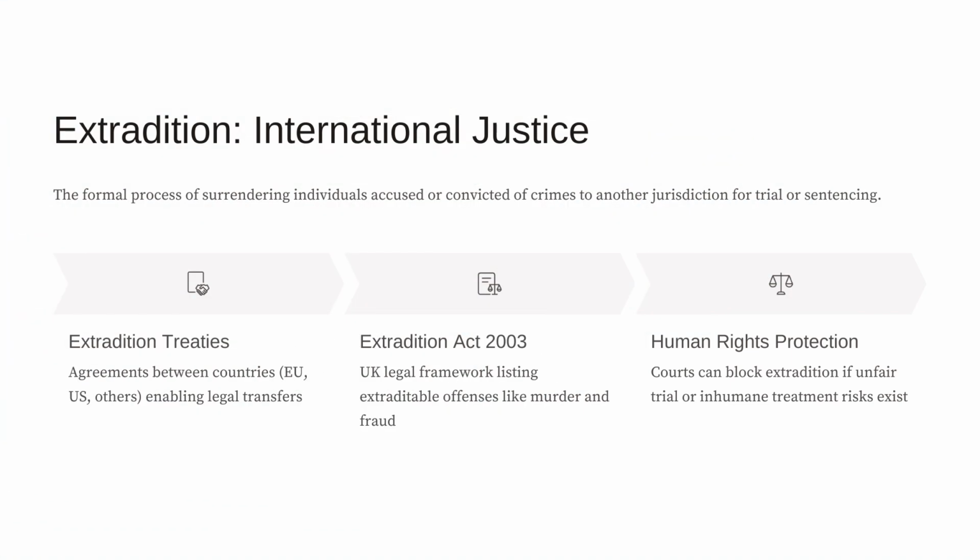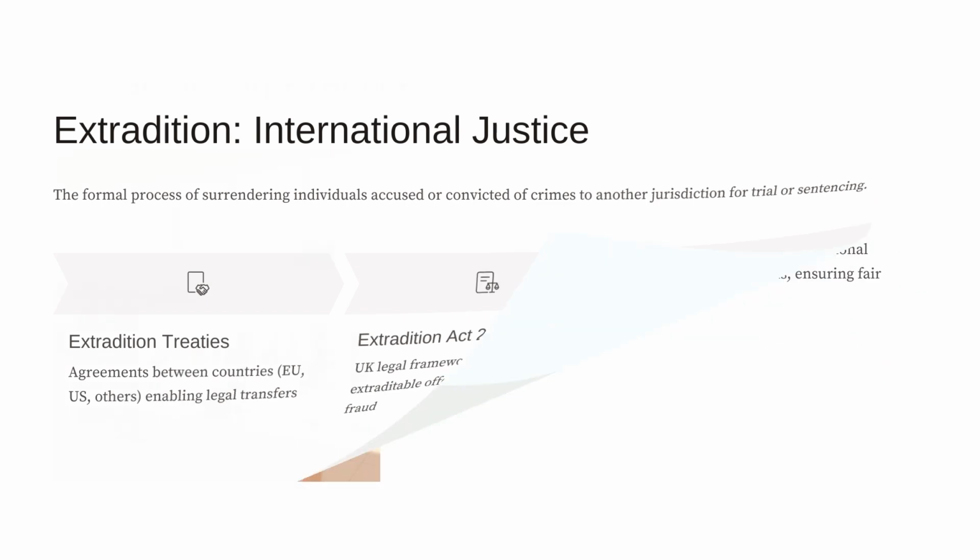Extradition. International justice: the formal process of surrendering individuals accused or convicted of crimes to another jurisdiction for trial or sentencing. Extradition treaties: agreements between countries, EU, US, others, enabling legal transfers. Extradition Act 2003, UK legal framework listing extraditable offenses like murder and fraud. Human rights protection: courts can block extradition if unfair trial or inhumane treatment risks exist.